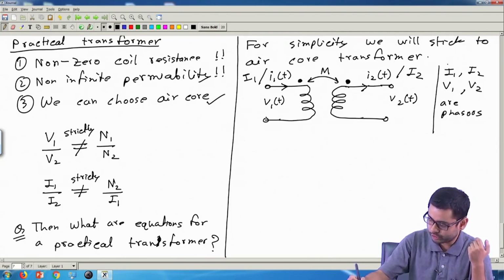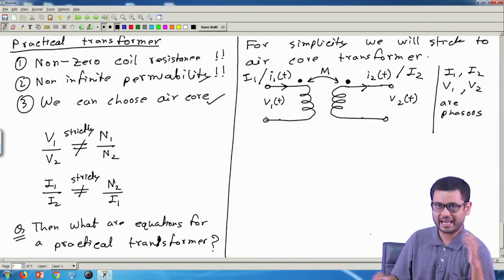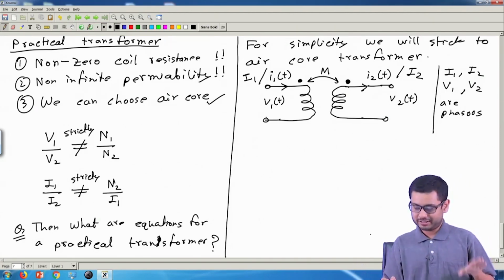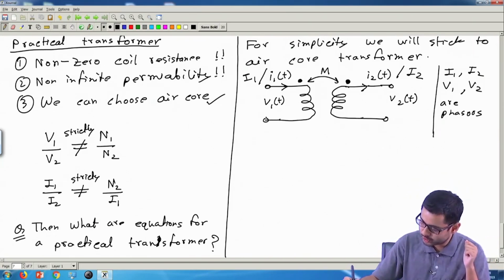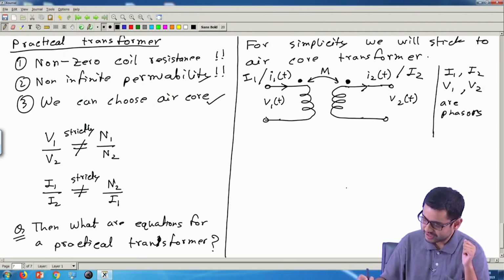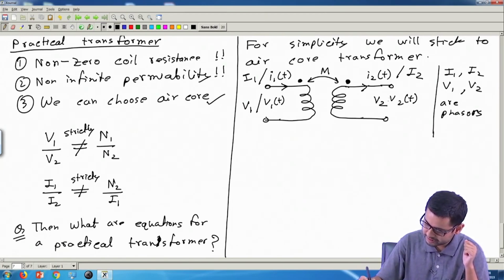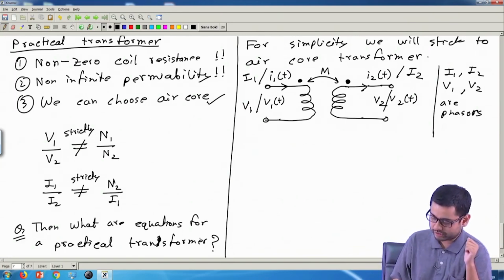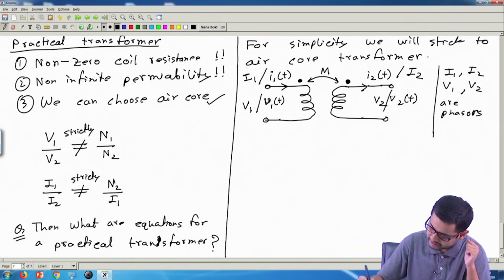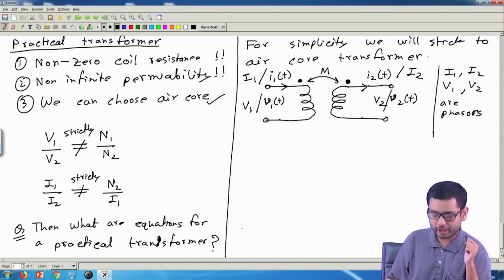I'm not putting arrows on these because I would have to put arrows many times; I'm a bit lazy. So these are the phasor quantities V1, V2. These small letters are instantaneous quantities, and these capital letters are phasor values.